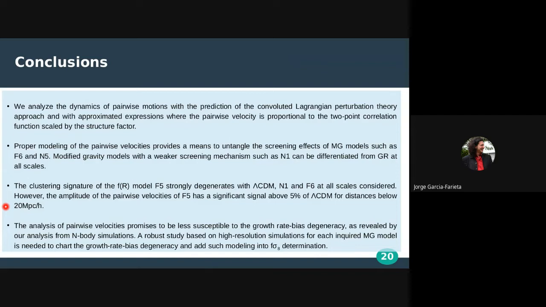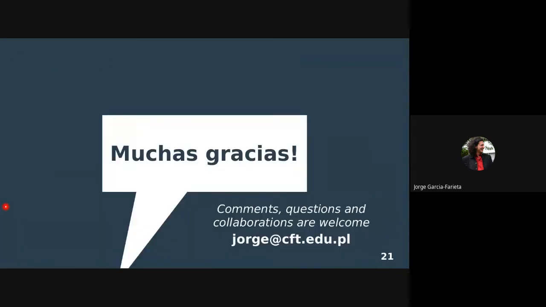The analysis of the pairwise velocities promises to be less susceptible to the growth rate bias degeneracy, as revealed by our analysis using N-body simulations. However, a robust study based on high-resolution simulations for each modified gravity model is needed to chart the growth rate bias degeneracy and to add such modeling to derive the f sigma 8. I'm concluding here. Thank you very much for your attention.